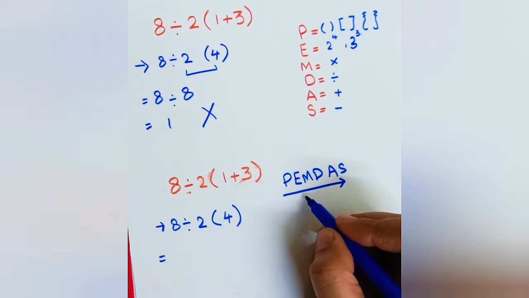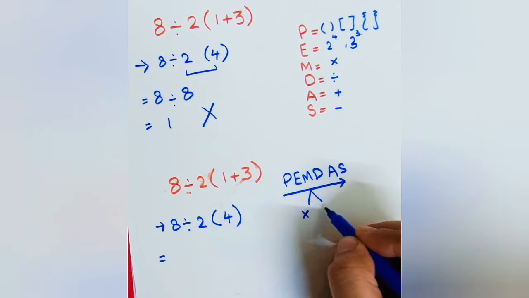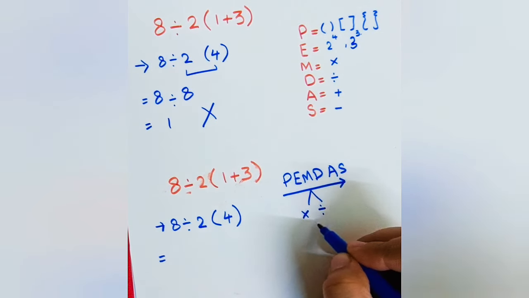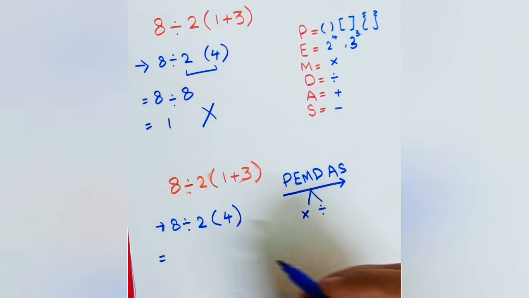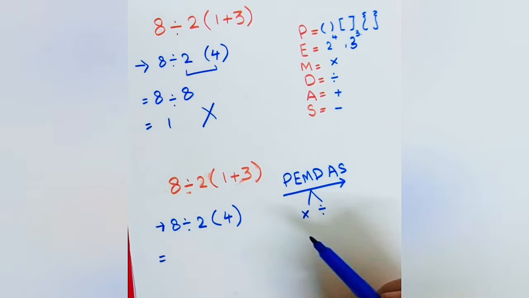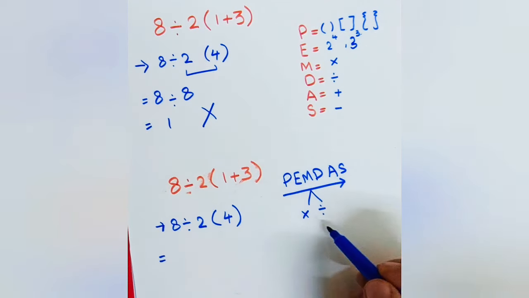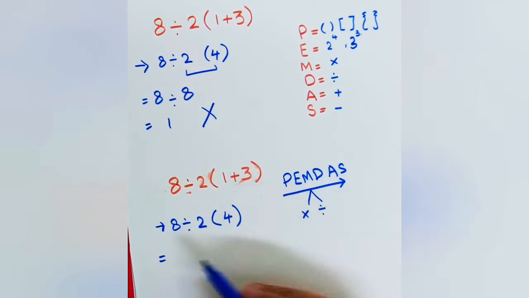But according to the rule, M is multiplication and D is division. You can do both in the same manner, but whichever comes first, that will be followed. If the division comes first, you have to solve the division first, and if the multiplication comes first, you have to do multiplication first.